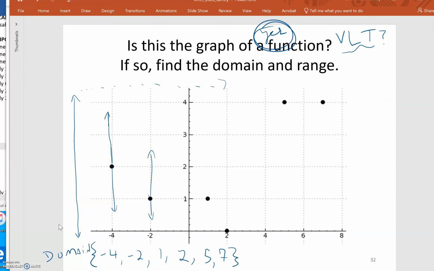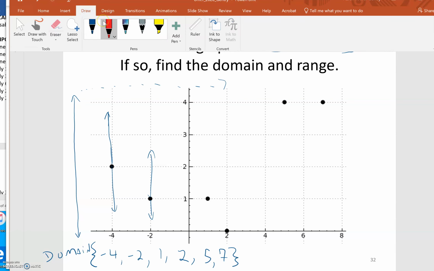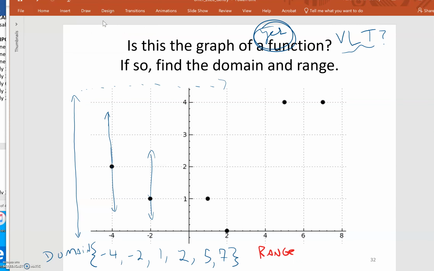Okay, for the range, that's going to be the y coordinates, and again, we'll need curly brackets. In this case, we want to start from the vertically lowest point and move up. So the y coordinate of this point here is 0. Then we go to 1. And both of these are at height 1, so I don't need to list that twice. This one is at height 2. And then we jump up to these two, which are at height 4. And there you go. There is our range and our domain.